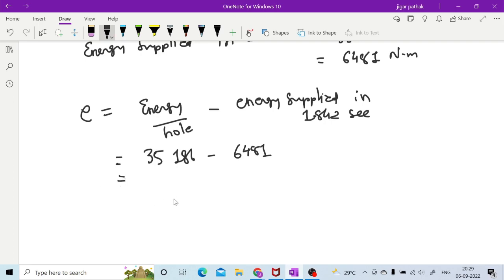So fluctuation is 28.2705 Newton meter, right?